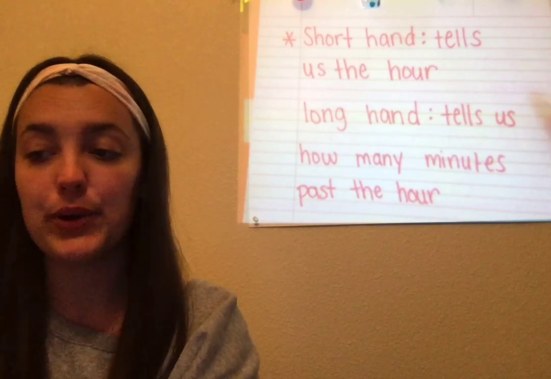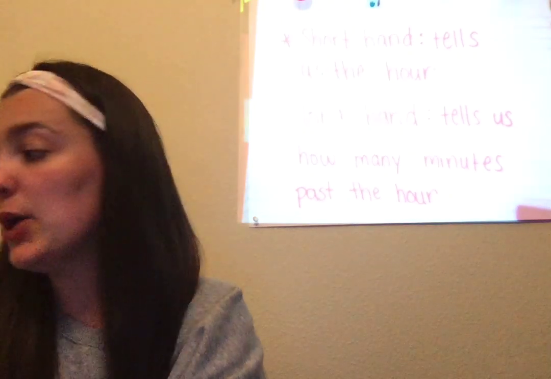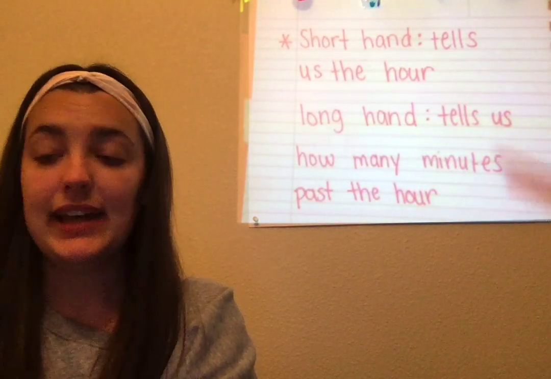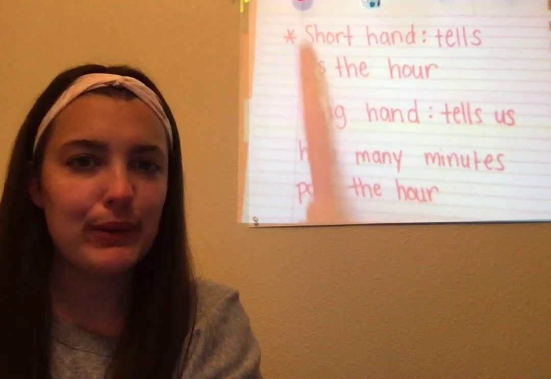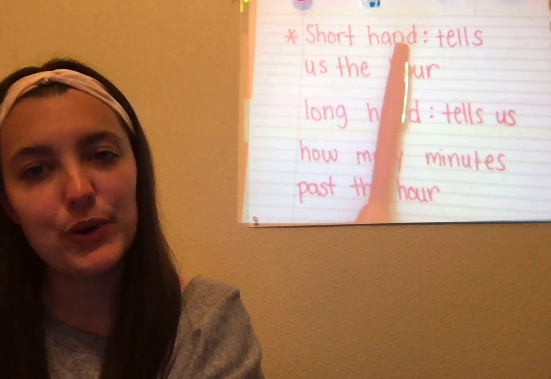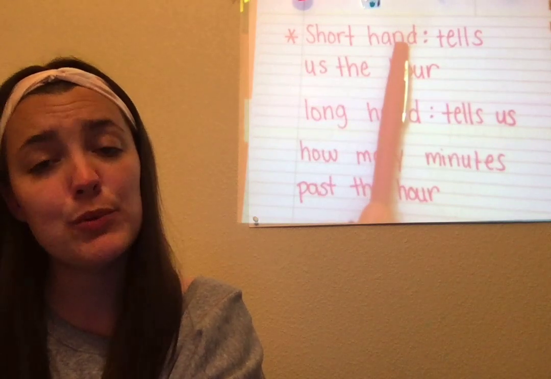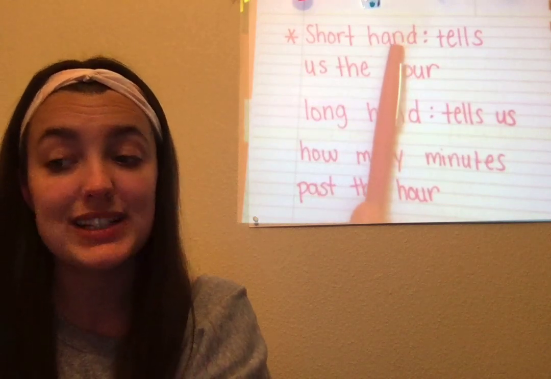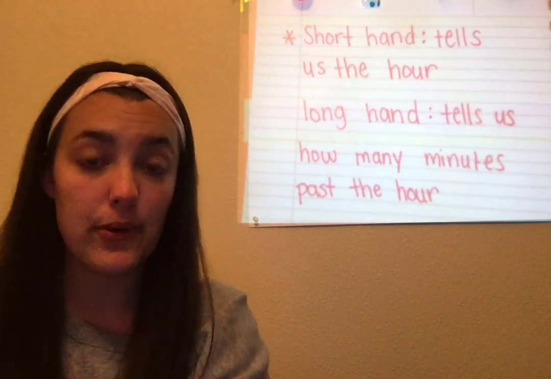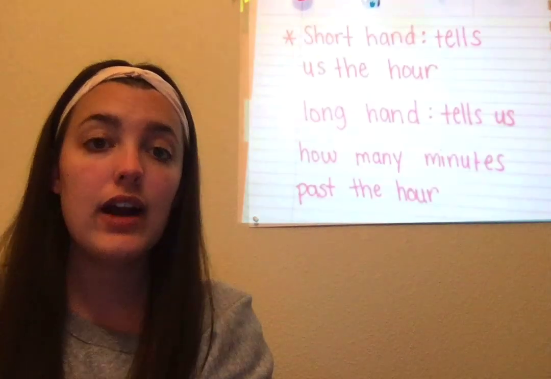Shorthand tells us the hour. Longhand tells us how many minutes past the hour. And I drew a little star or a little snowflake, whatever you want to call it, right next to shorthand because that's what we're going to be focusing on today. Okay, the number one thing that you need to know for this lesson is that the shorthand on the clock tells you the hour. The shorthand on the clock tells you the hour.